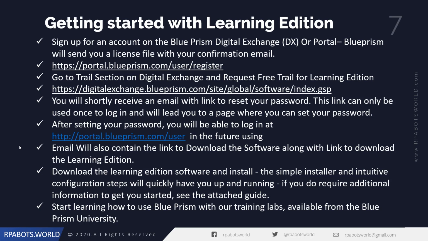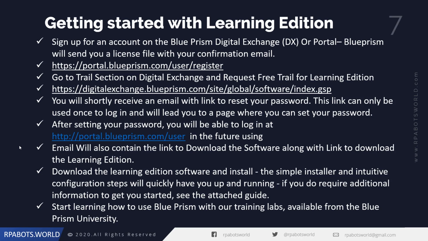Once you request the free trial, you will get an email which contains the licenses and also the link to the software. You can also download this Learning Edition software from the portal directly, but you won't have the licenses. So you can wait for the email from the Blue Prism portal to get the licenses. Once you receive the licenses and the downloaded software, you'll be able to install it pretty quickly and easily because the steps are really easy. So let's see how we can do that.